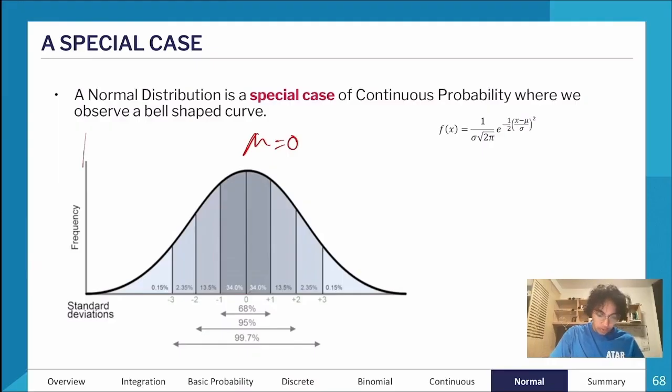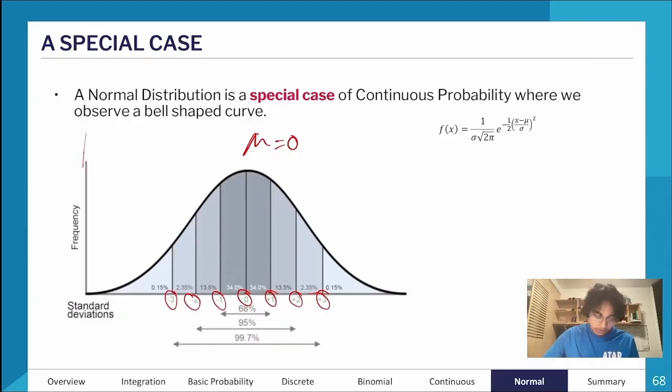And here, this is just the frequency, not probability. You don't need to worry too much about the y-axis in continuous functions. Really, what's important is the area under the curve. So we can see here we have standard deviations, and each standard deviation captures a certain percentage of the curve. So this is something you need to know.